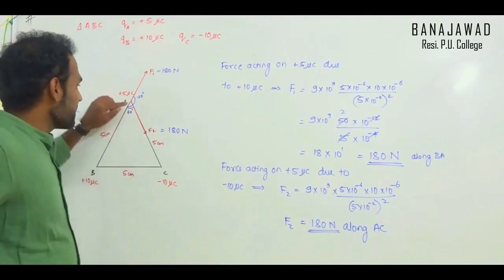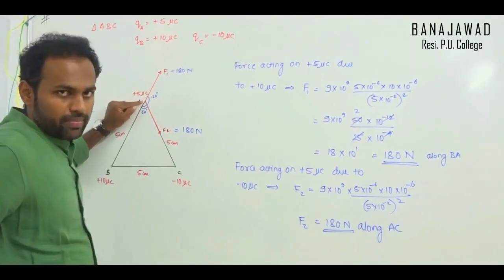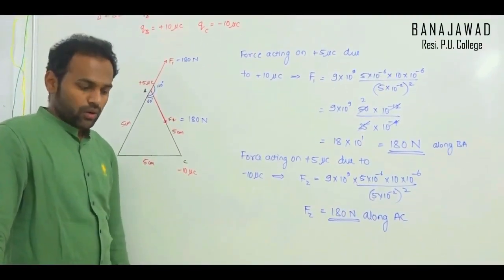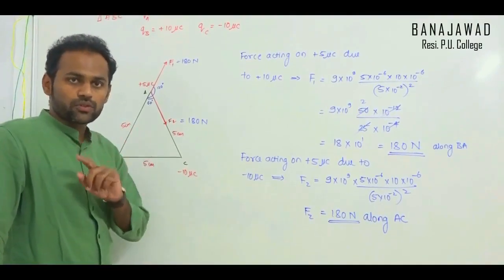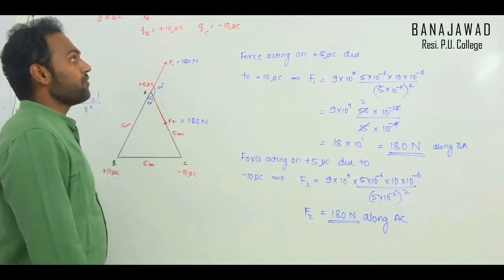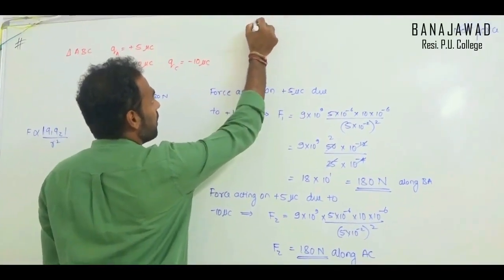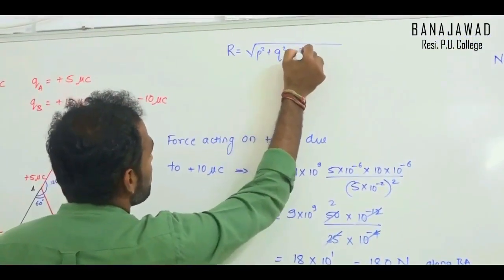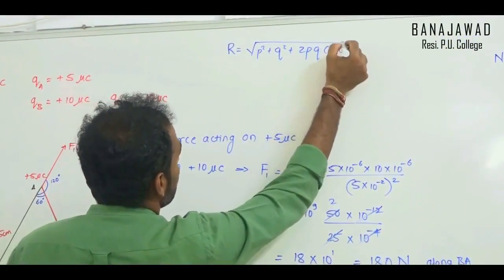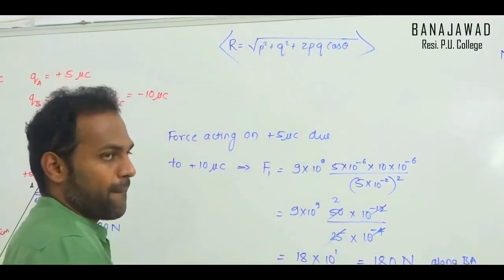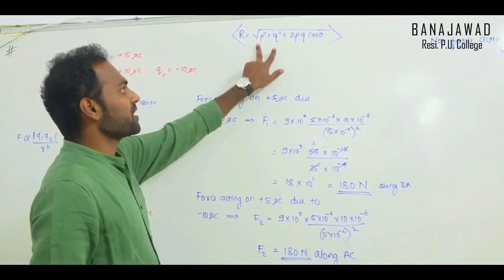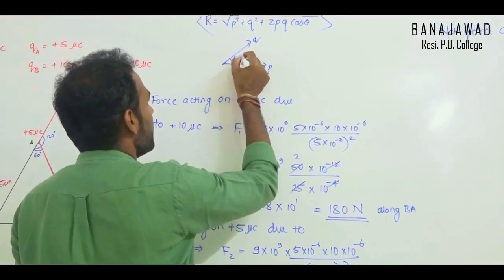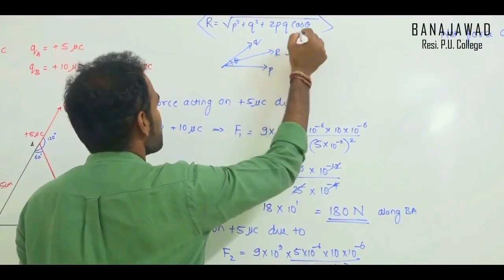Both the vectors are acting at the same point A. When two vectors act at the same point with a certain angle between them, what formula do we use to calculate the resultant force? We already derived it in first year: the resultant R is equal to root of P square plus Q square plus 2PQ cos theta. This is the resultant of two vectors P and Q acting at a certain angle between them.